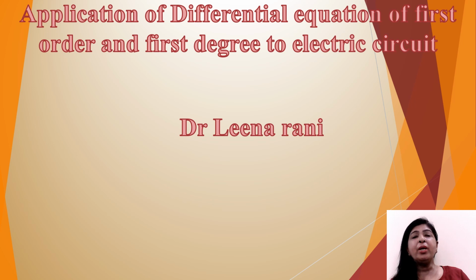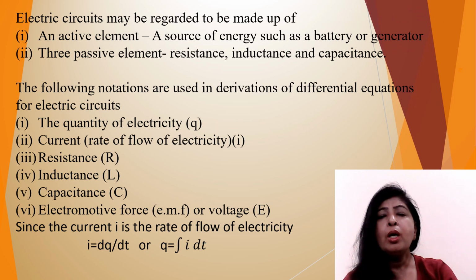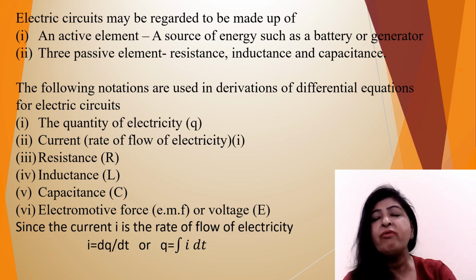Today's topic is applications of differential equations of first order and first degree to electric circuits. Now, the electric circuit is made up of an active element, a source of energy such as a battery or generator, and the three passive elements: resistance, inductance and capacitance. The following notations are used for the derivations of differential equations for electric circuits.